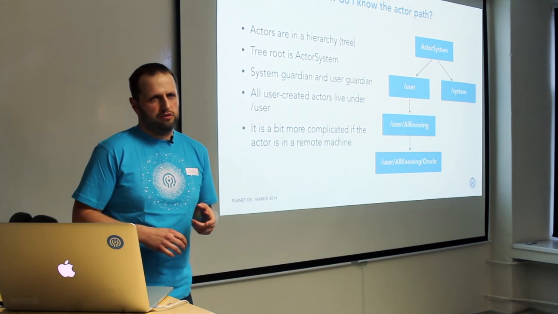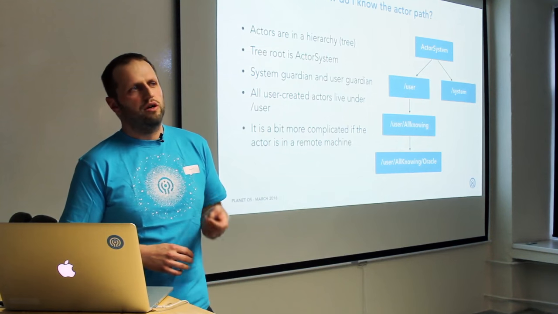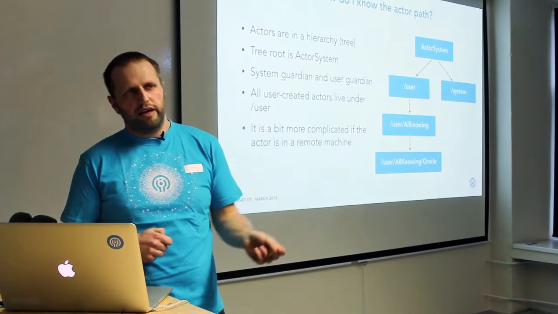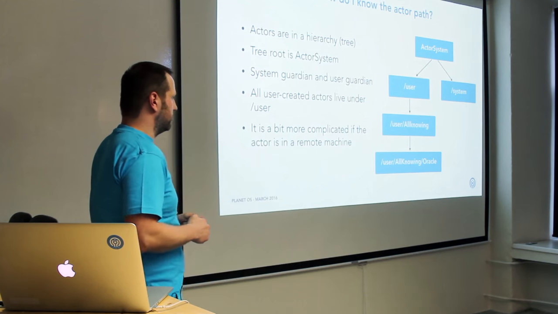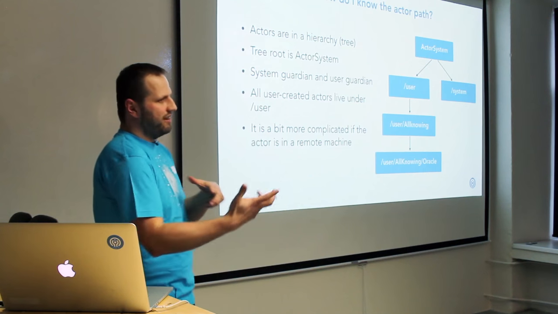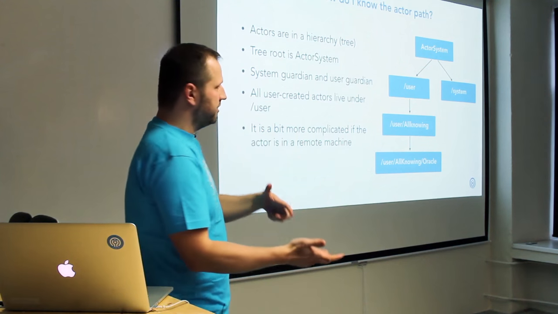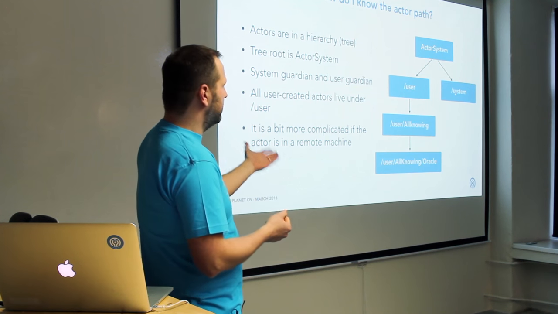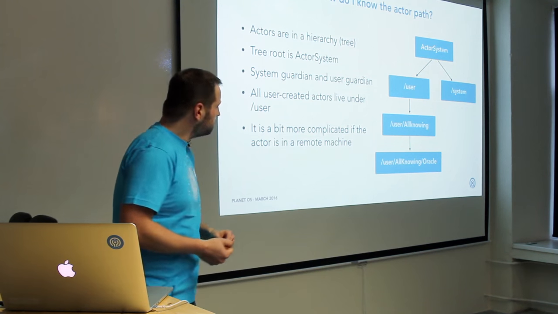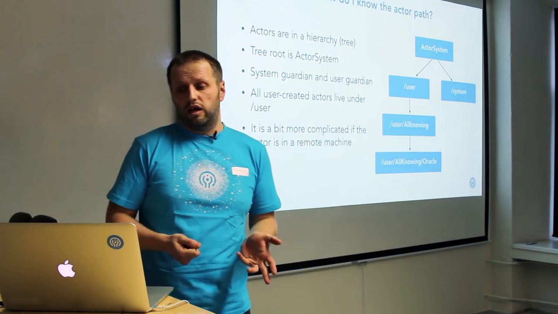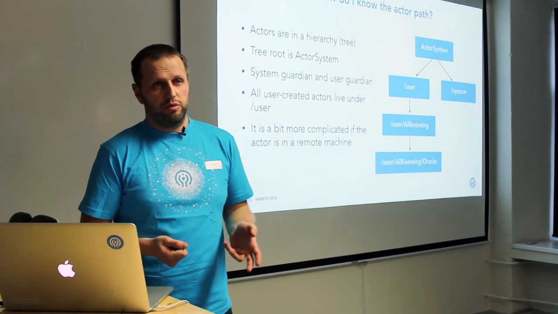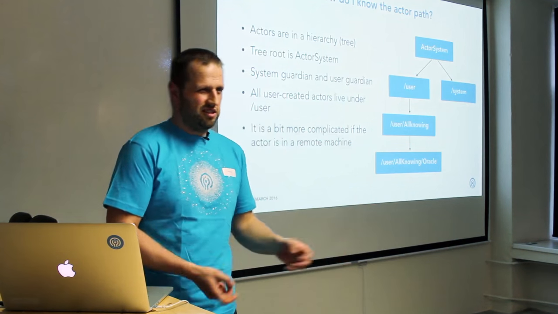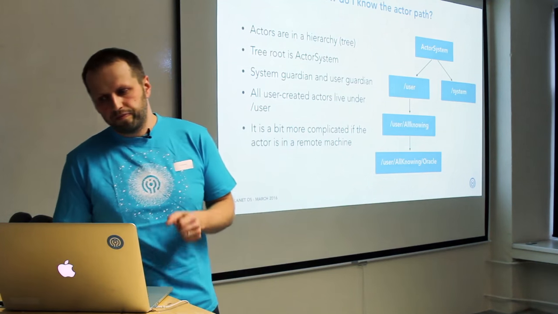Because all the actors that you create and your application code creates go under the user guardian. If you create an actor under the user guardian, for example, we call it all-knowing, and then if that actor creates another child actor, then it will be created under this one, and you get the full path of user all-knowing oracle. So this is a simple version. If the actors are in the local machine, then that's all there is to it. If the actors can also be in remote machines, then it's slightly more complicated, but not very much.